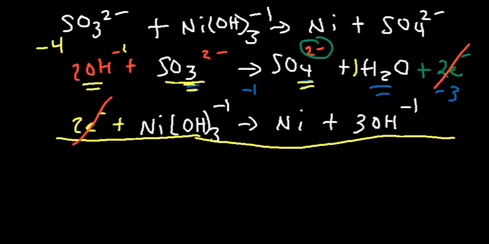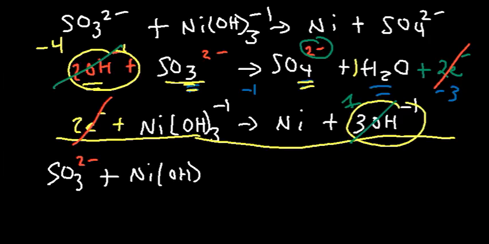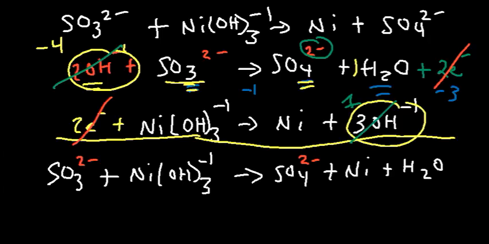Now notice that we have 3 hydroxide ions on the right side, 2 on the left. So if we subtract both sides by 2 hydroxides, this disappears and we have 1 left over here. So now let's add everything. On the left we have a sulfite ion plus the nickel hydroxide ion, and we have sulfate plus nickel plus water and plus a hydroxide ion.